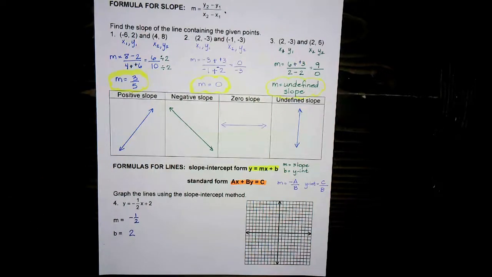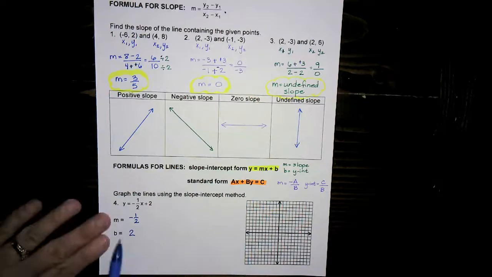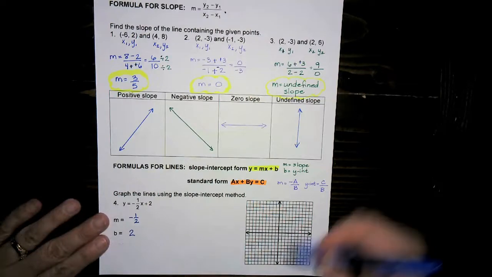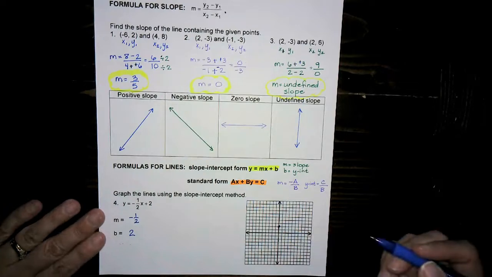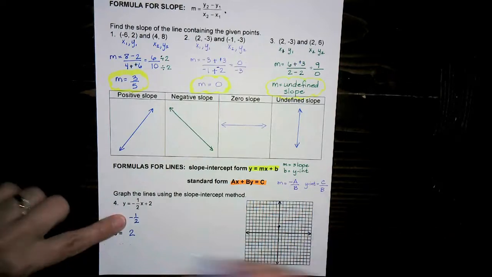Now, you may say, Dr. May, how do you then tell how to graph it? Well, you always start with the y-intercept. So I'm going to go on the y-axis and I'm going to go to 2. 1, 2. And I'm going to put a point there. Now, then from there, I'm going to use my slope.